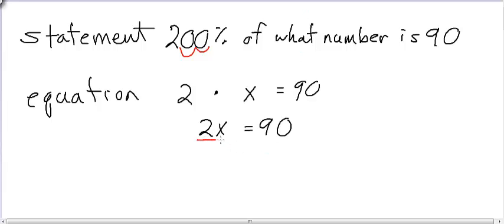To solve for that, I'll divide each side by 2 to isolate my variable x. The 2 is reduced to 1. 90 can be divided by 2 and left with 45. So we say 200% of 45 is 90.